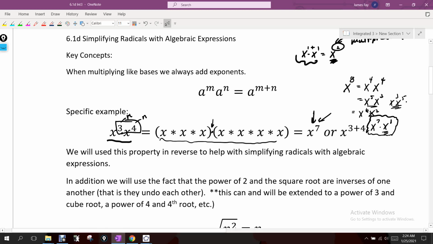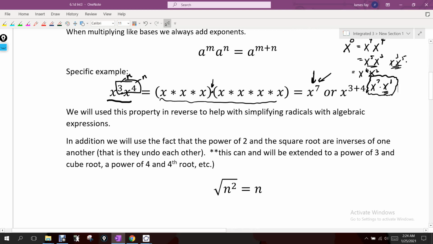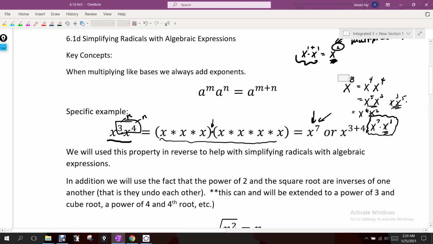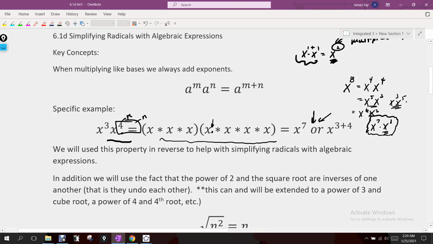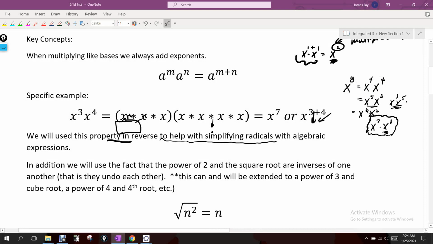That's one of the key concepts that we're going to use when we work with simplifying algebraic expressions underneath our radical. So we'll use this property in reverse to help with simplifying radicals with algebraic expressions. We're going to start with that, and we're going to get down to something like this, or one of these other configurations.